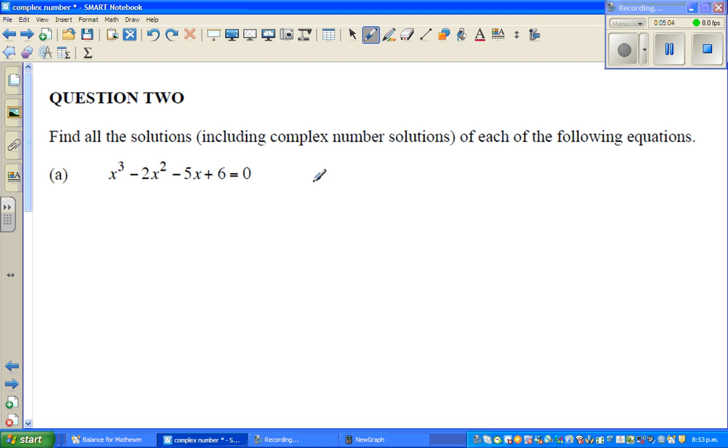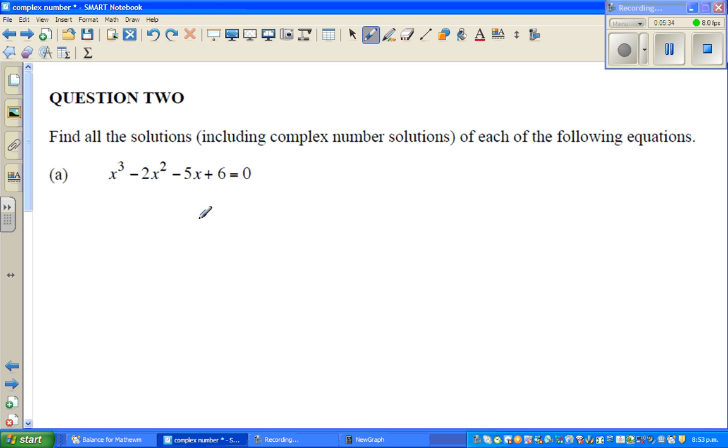Find all the solutions, including complex numbers, for each of the following equations. So this is the first equation. To find the solution, of course the calculator will do this, but I don't want to use the calculator. This is a cubic equation and you need to find the roots.